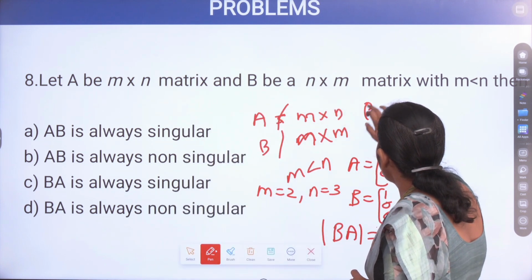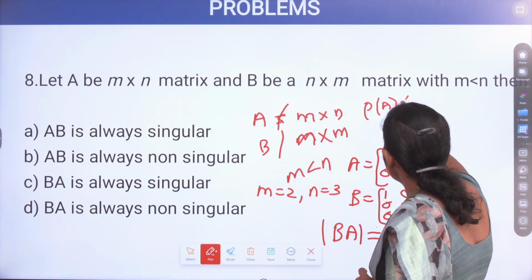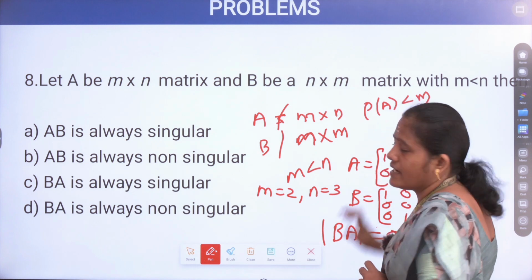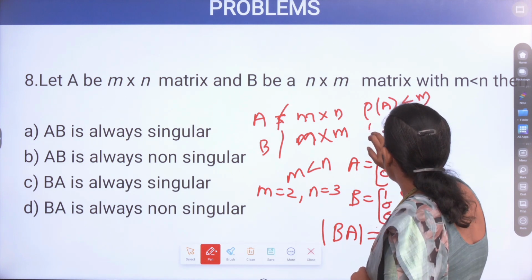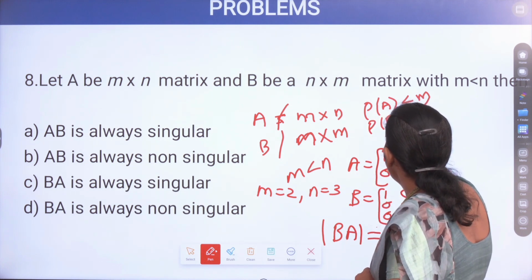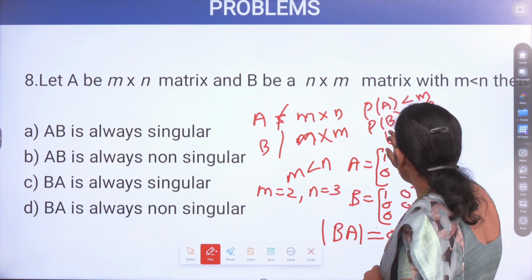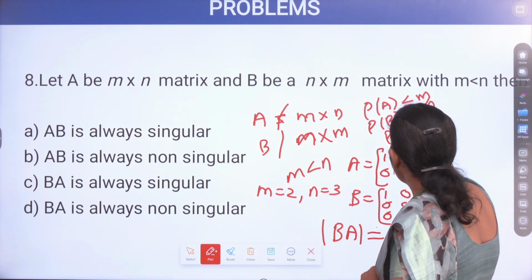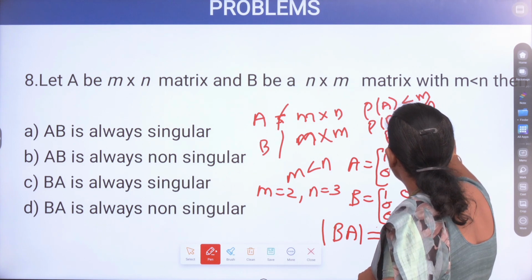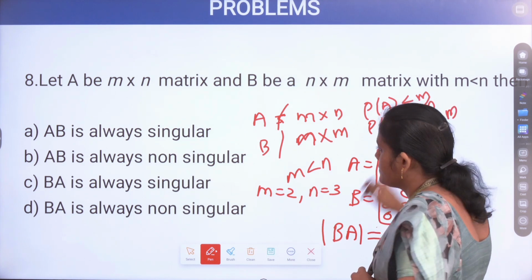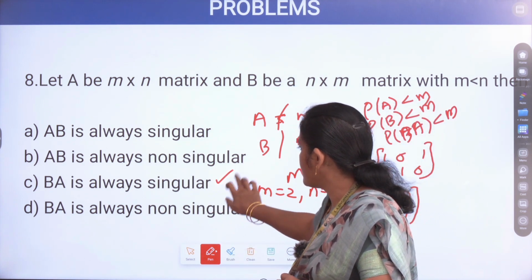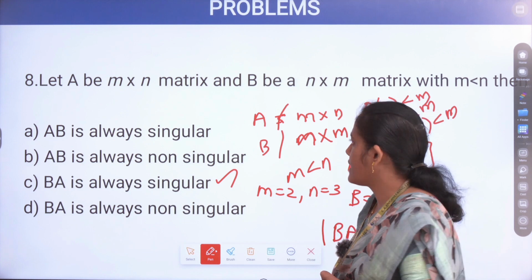Otherwise, the condition is on the order: rank of A is less than order of A, and rank of B is also less than order of B. So, we conclude that rank of BA is less than the order. So, BA is always singular. That is the correct answer.